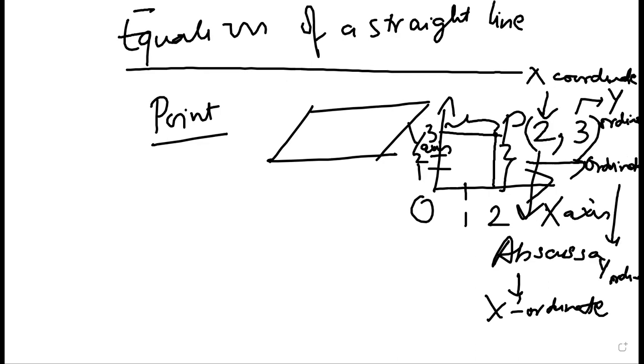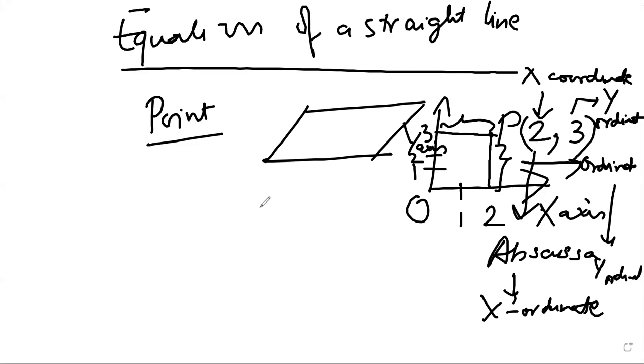Now, using this concept of a point, we can actually find out the equation of a line. How? When we talk of the equation of a line, there are basically three methods by which we can find the equation of a straight line. So let's do the first method first.